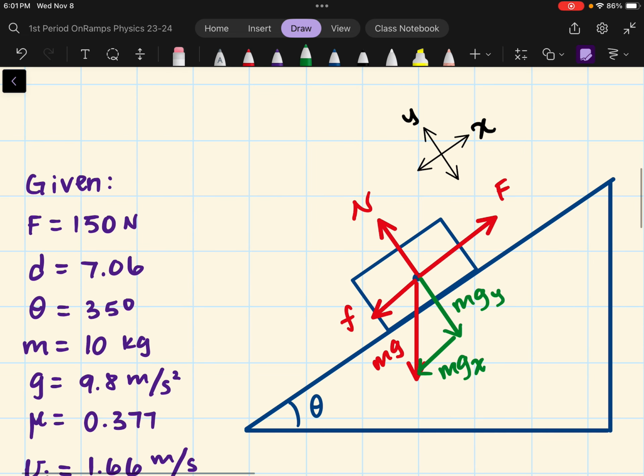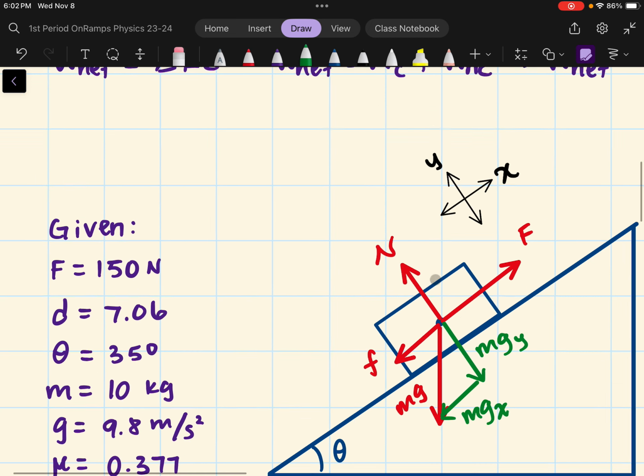Now let's think about what forces are doing work on the box. Well, of course, the applied force, because it's moving up the incline. Friction, that's opposing motion. And if we were to remove the applied force, then the box would slide down the incline because of its weight. So normal force is not really doing work, but we're not going to take that into account. So we have these three forces.